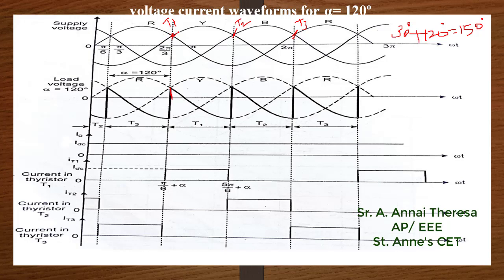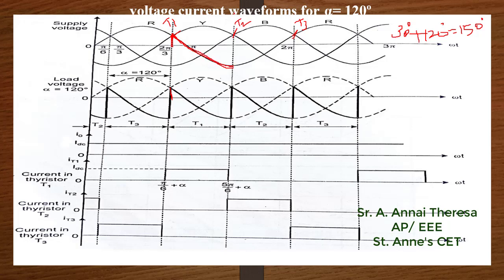Okay, now T1 is triggered at this point. So what will be the output? So this one is R phase now. So R phase voltage will appear across the load. Okay, this is the R phase. Okay, so we have triggered T1 here. The R phase voltage will appear across the load.